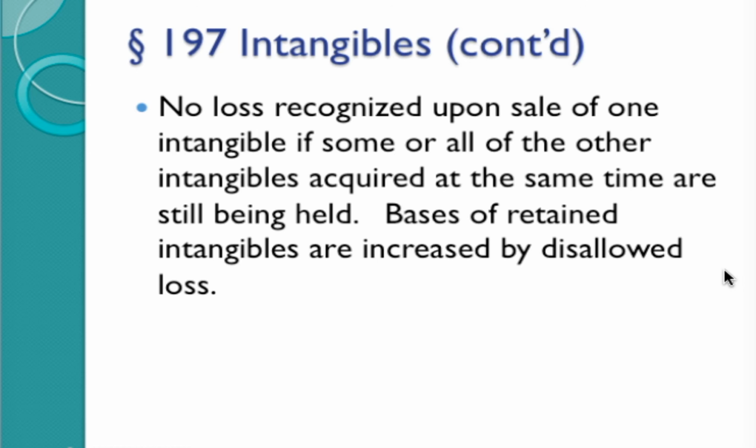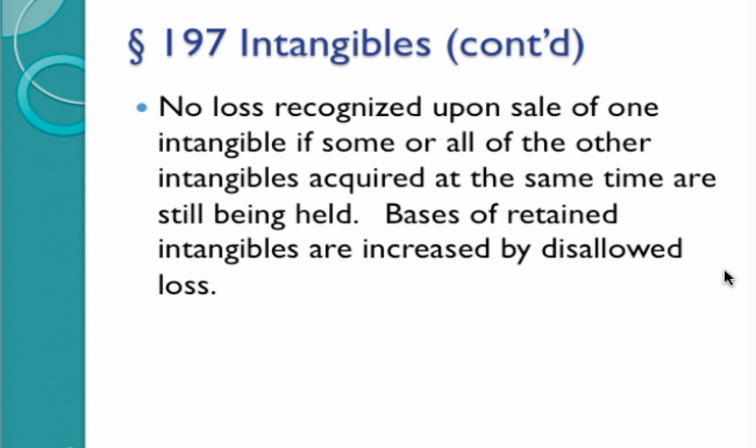Instead, you would convert the portion of the basis of the sold property that would normally be recognized as a loss over to the overall bases of the remaining assets that you acquired at the same time. Basically, the bases of all of those properties would be increased by that disallowed loss on a pro rata basis.